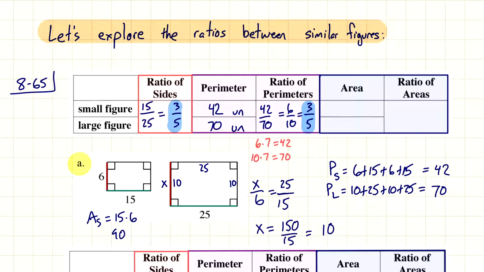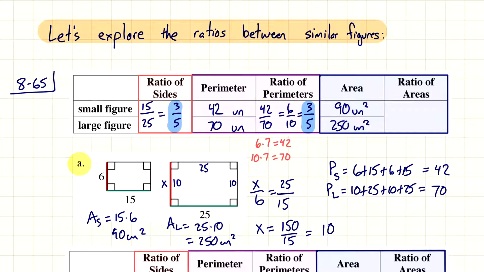So we're looking at 90 units squared. So I'm going to put 90 units squared. All right, and area of the large figure. We're looking at multiplying. Area of the large is going to be 25 times 10. Well, that equals 250 units squared. So there we just had to multiply two numbers.